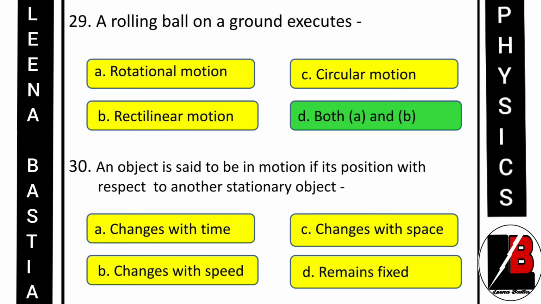Next question. An object is said to be in motion if its position with respect to another stationary object.